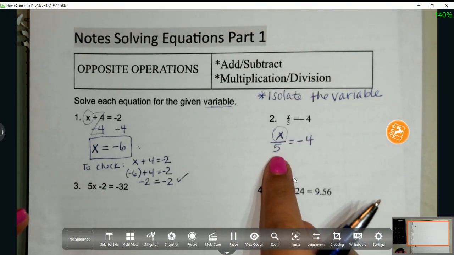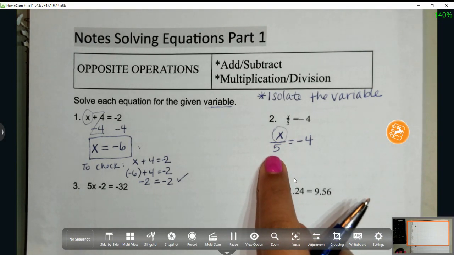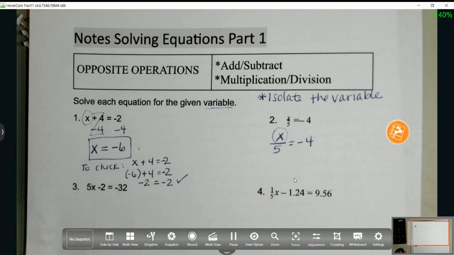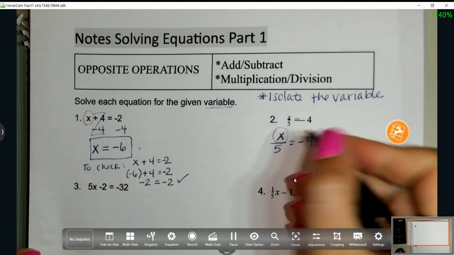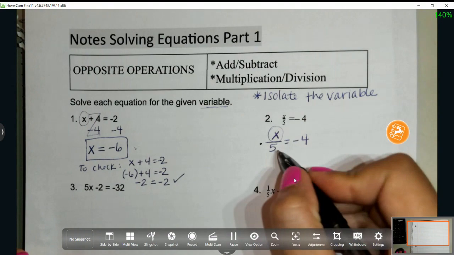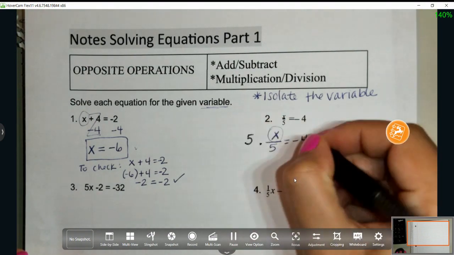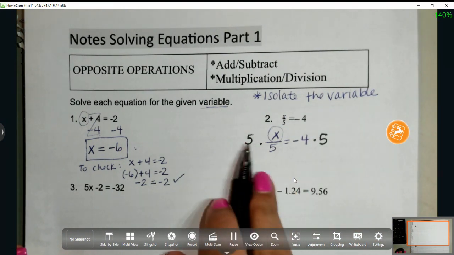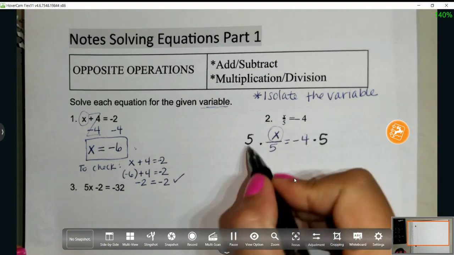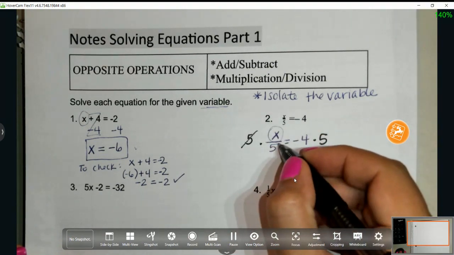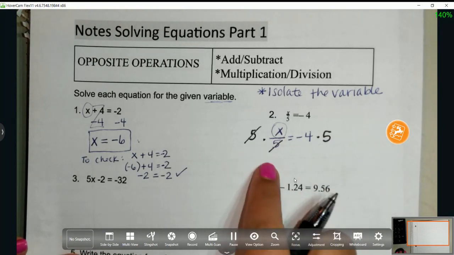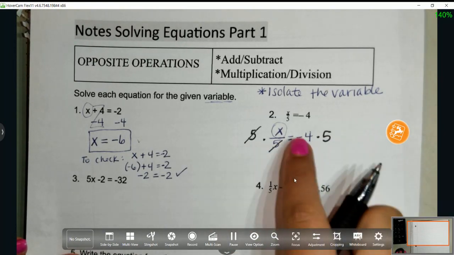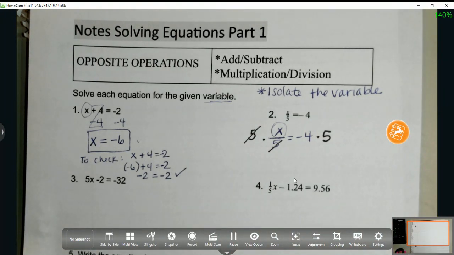So to undo dividing by 5, what I'm going to do is actually multiply, and of course the only pens in front of me right now are all blue, but I'm going to choose a black pen here, and multiply both sides by 5. So I have dividing by 5, so let me do multiplying by 5. When we do that, multiplying and dividing by 5 cancel each other out because they're opposites, and that just leaves me with the x.